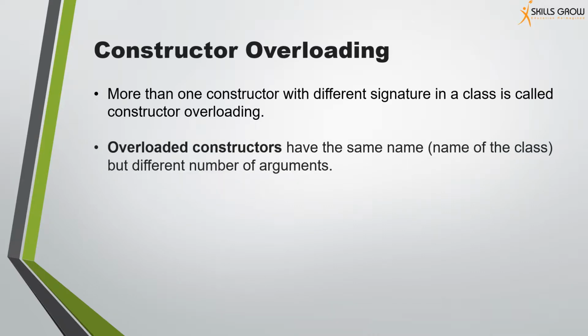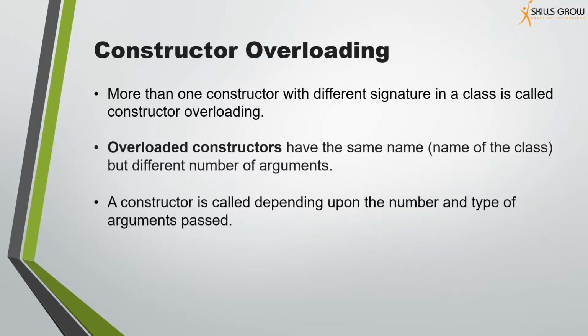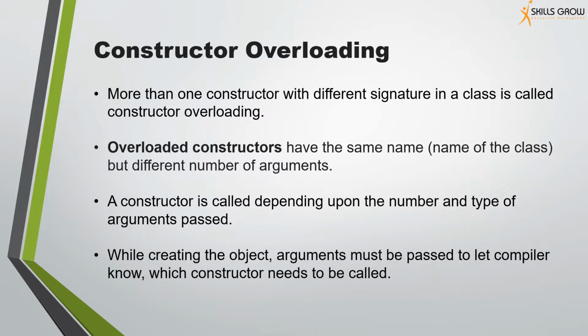Overloaded constructors have the same name but a different number of arguments. The constructor is called depending upon the number and type of arguments passed. Arguments are passed to a new object in order to let the compiler know which constructor needs to be called.